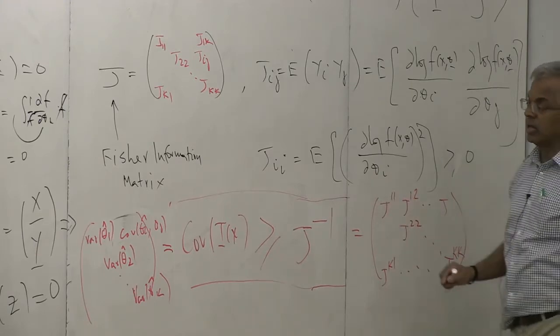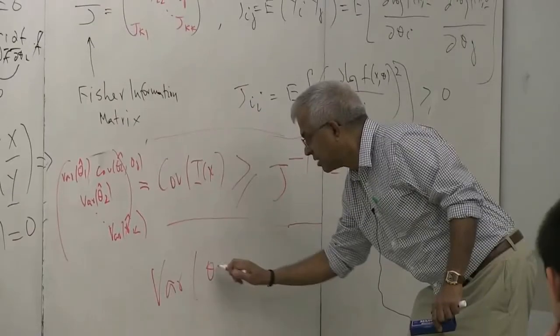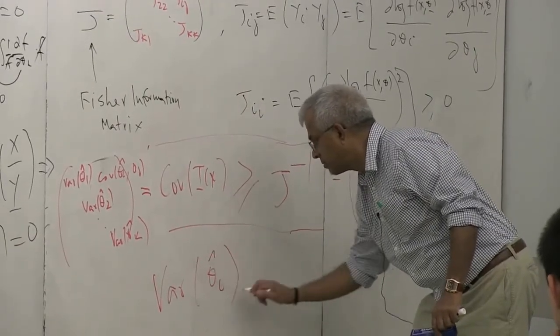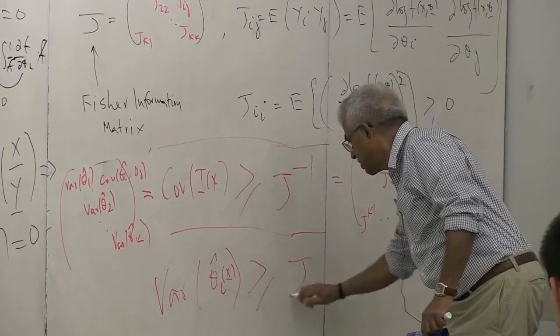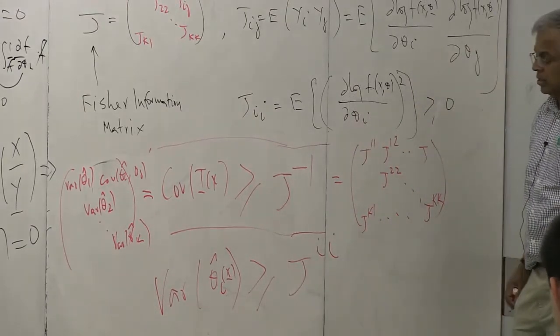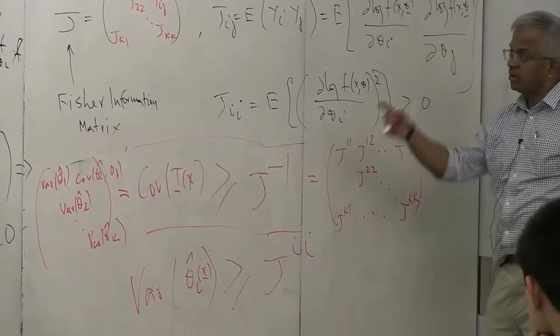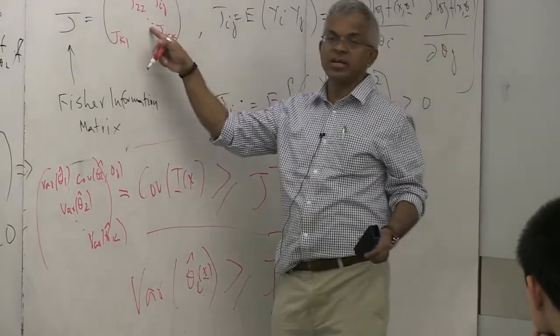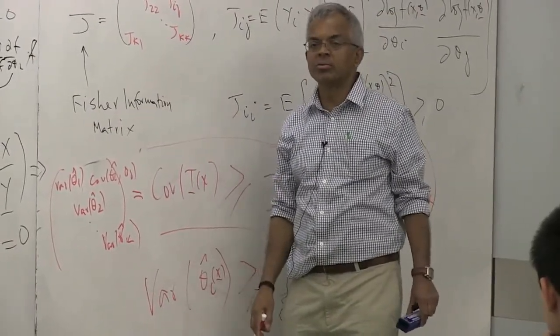So we conclude that variance of some theta i hat, which is a function of data, is going to be greater than or equal to Jii. Whereas if there is only one parameter, it will be the Jii from here. So let me do this now.